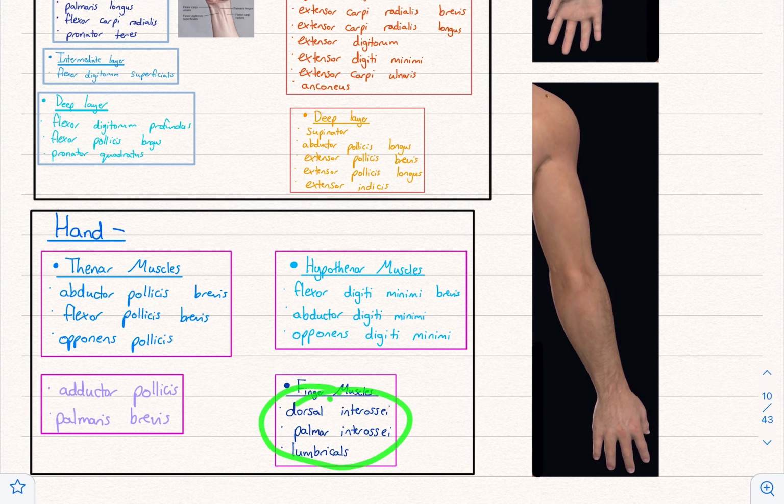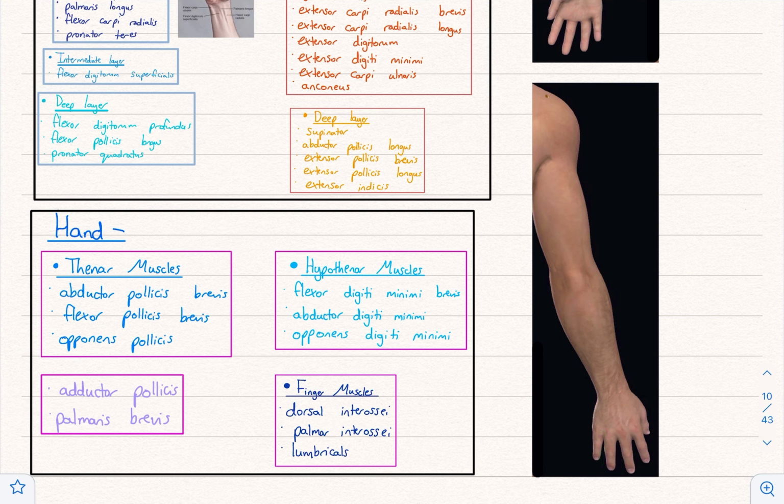So dorsal interossei, palmar interossei, lumbricals. Dorsal interossei. The way to remember this is DAB and PAD for dorsal and palmar interossei. DAB: dorsal abductors. So what does that do? Abduct, take away from the midline. So that means it separates your fingers. So it allows the gaps in between your fingers. Dorsal interossei, that's what they do.